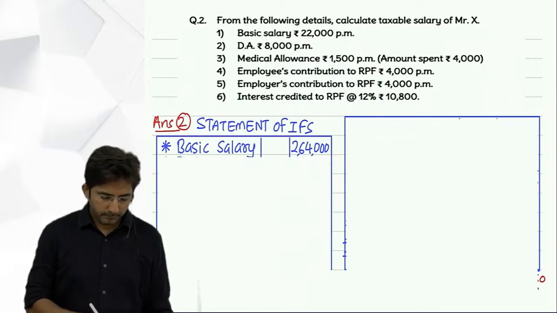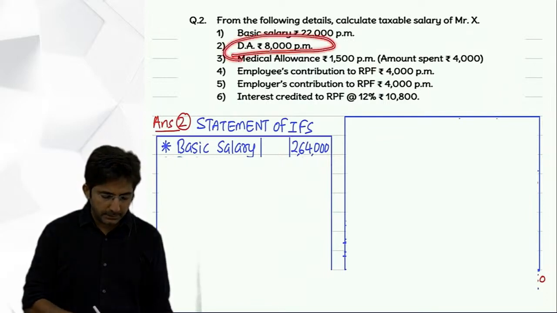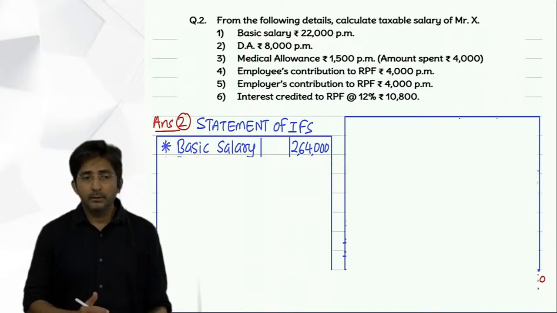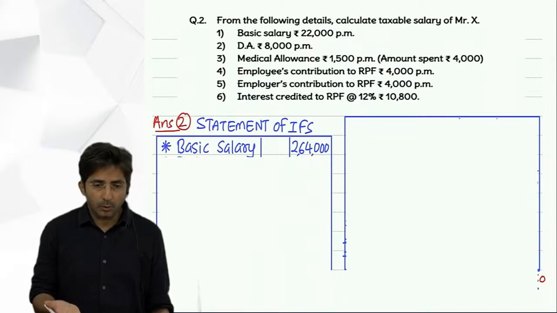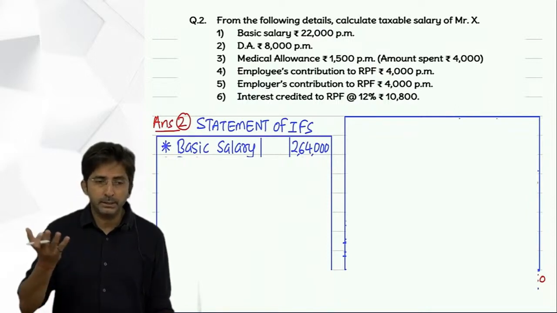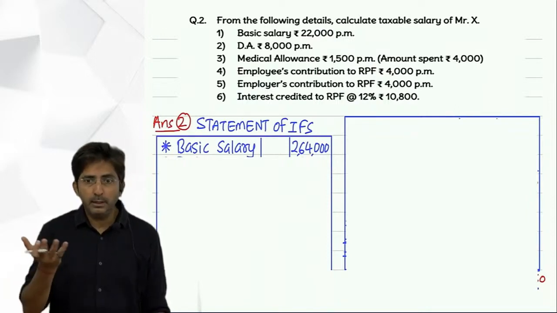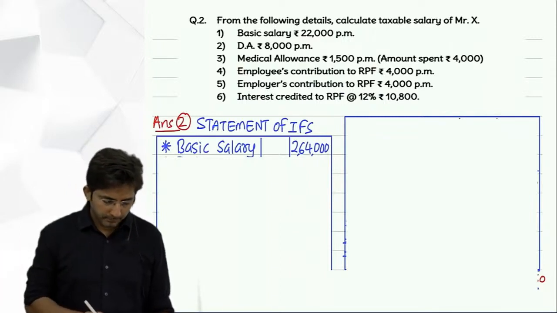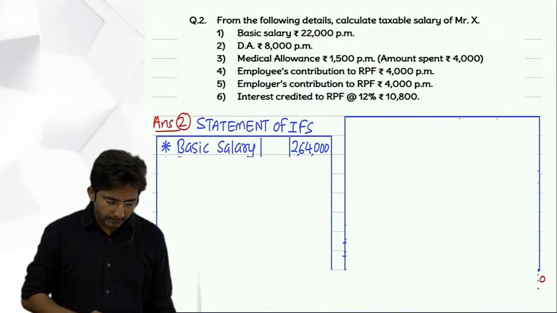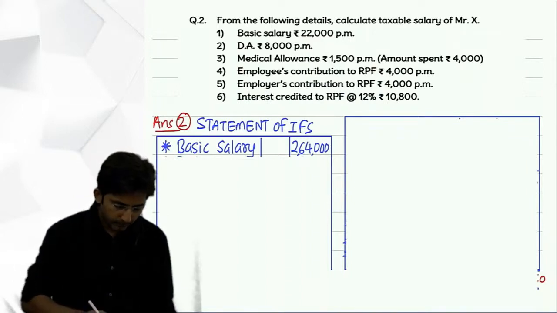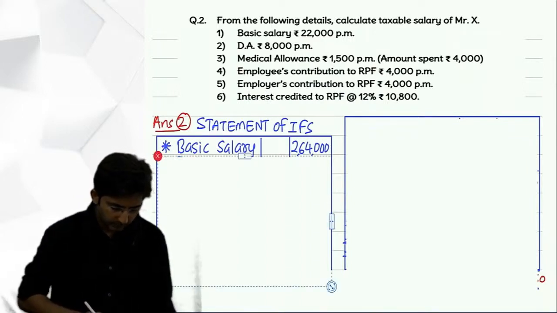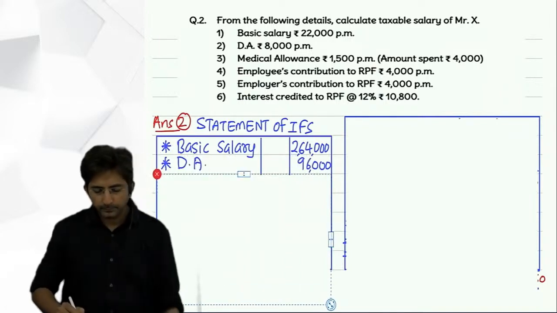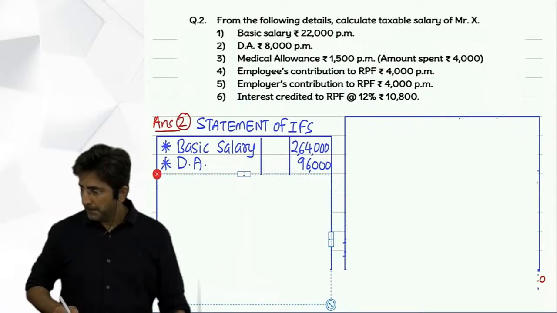Then DNS allowance. Tell me how to decide whether it is taxable or not. Whenever any allowance comes across, you have to search in TC hut, TC udhar. If it doesn't fall in TC hut, TC udhar, taxable. So this is taxable, 8,000 into 12. So that comes to 96,000.